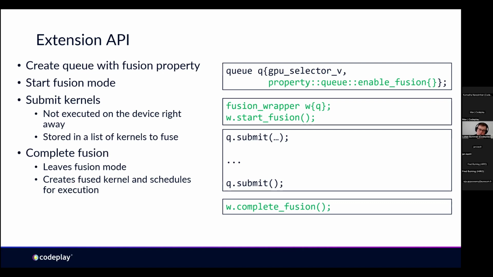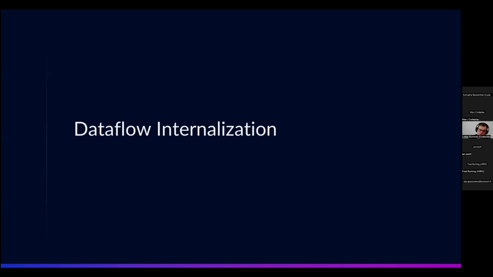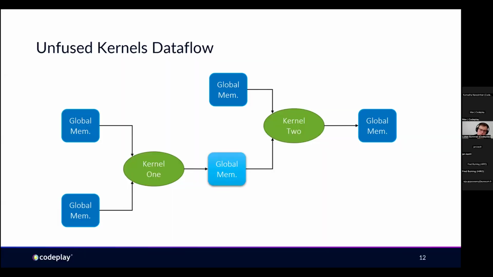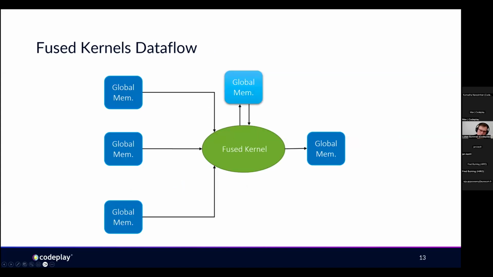But fusion and getting rid of some of that overhead is not the only thing that we can do if we talk about fusion. We can also do more optimizations, and data flow internalization is an example of that. So we take a very simple example here. We have two kernels. The first kernel consumes two inputs, produces an output that is stored into global memory. And our second kernel will read that output and additional input and produce the eventual output of those two kernels. So now if we fuse the two kernels, we end up with this picture.